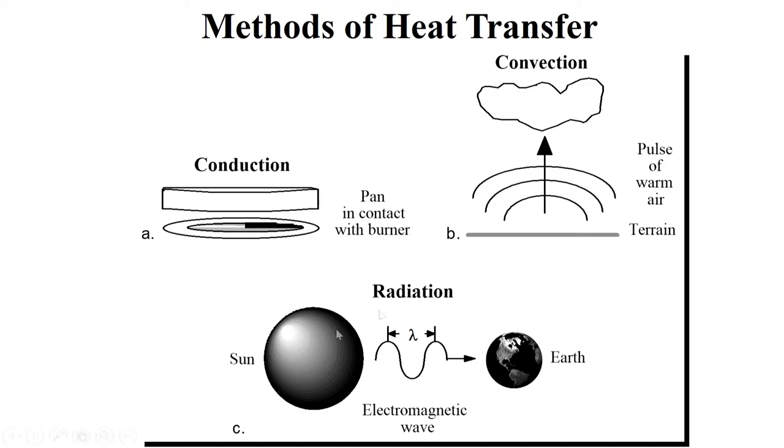These examples are given, like in the case of conduction. Here you can see when the pan is directly in contact with the burner, and finally the heat is transferred. In convection, you can see that the hot air particles are going up, and finally heat is transferred. In the case of radiation, electromagnetic waves are carrying energy particles, or you can say the photon particles, and these particles are carried by the electromagnetic wave, and they will be transferred towards the earth surface.